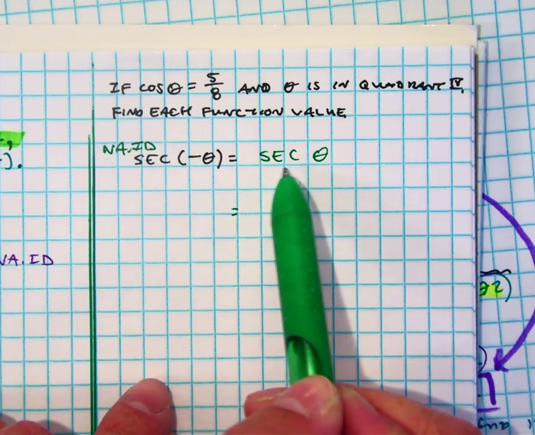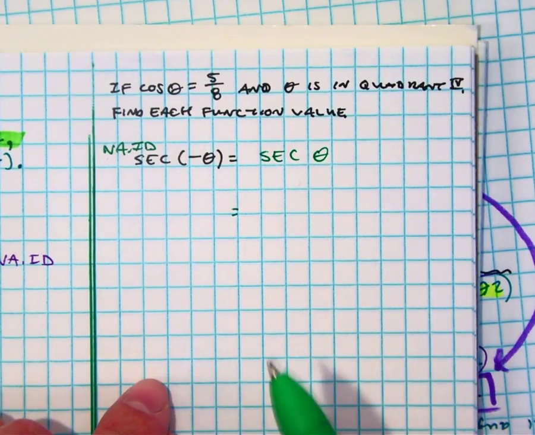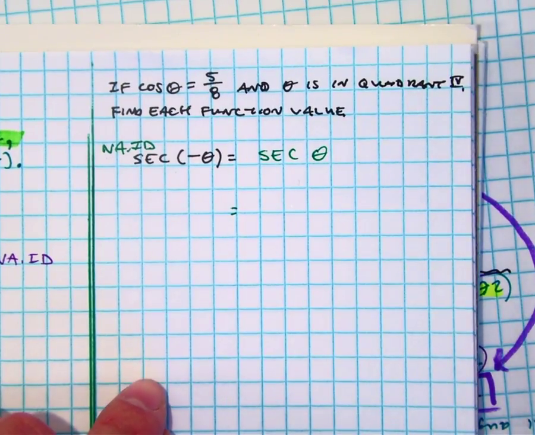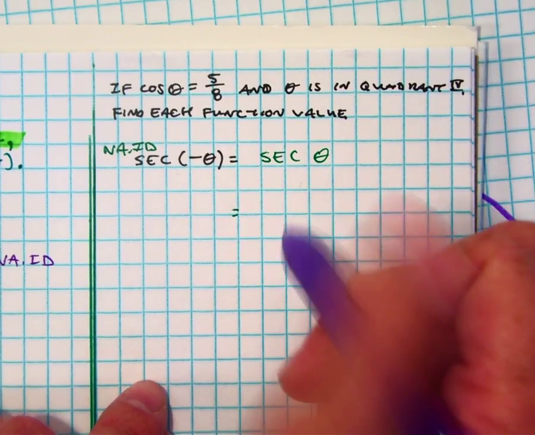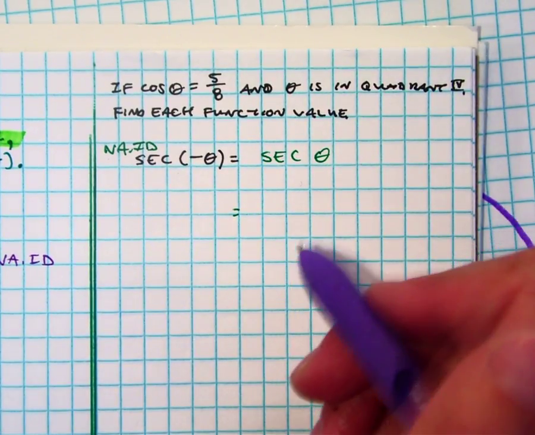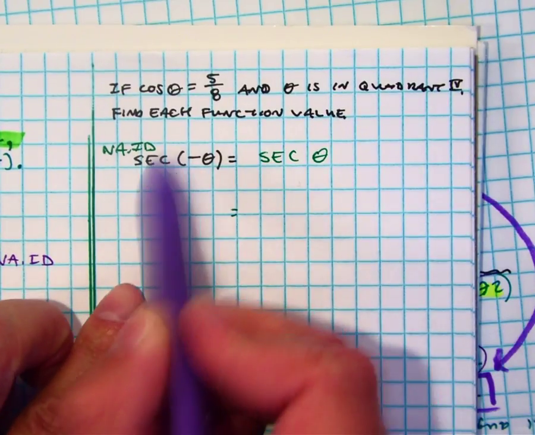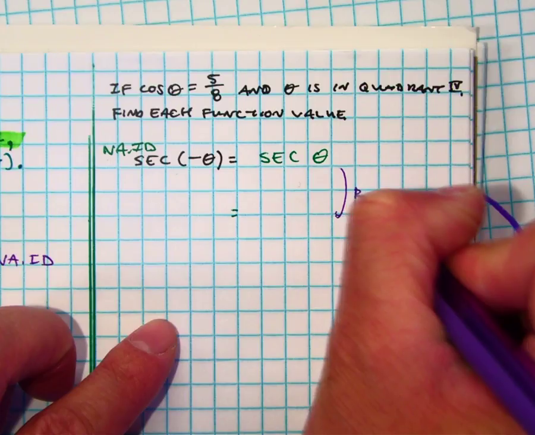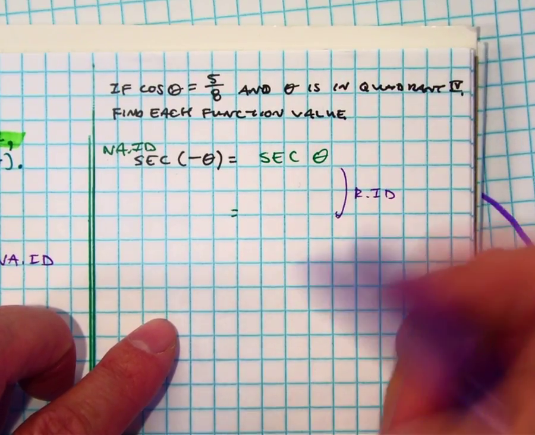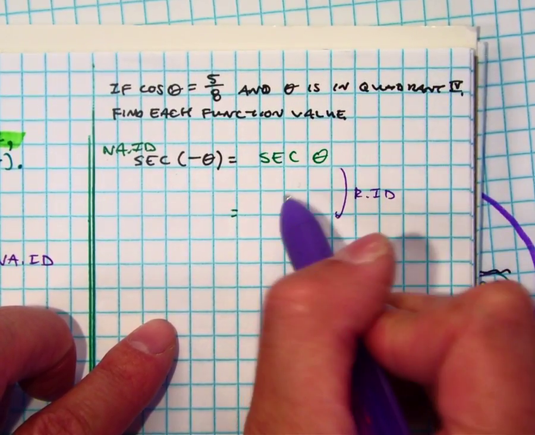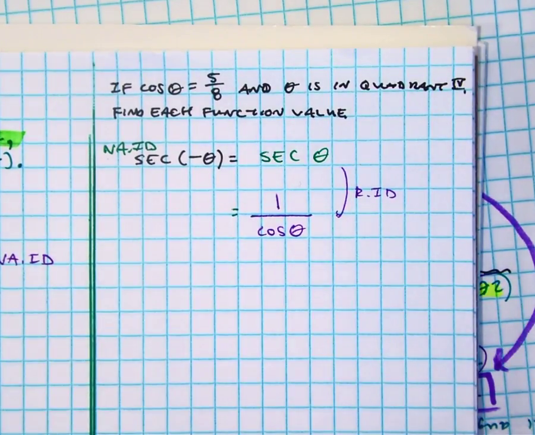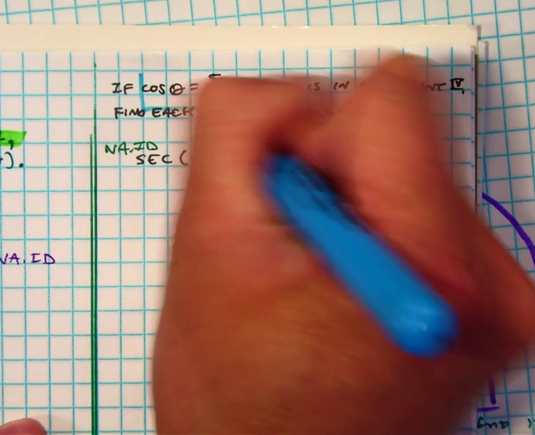Now I can just, how do I go from secant to cosine? Put your finger on the next identity. What is that, class? Okay, you could use the cofunction identity, but I need to evaluate this, so I'm going to use the reciprocal identity, which is what? 1 over cosine. And now I can just do a substitution.